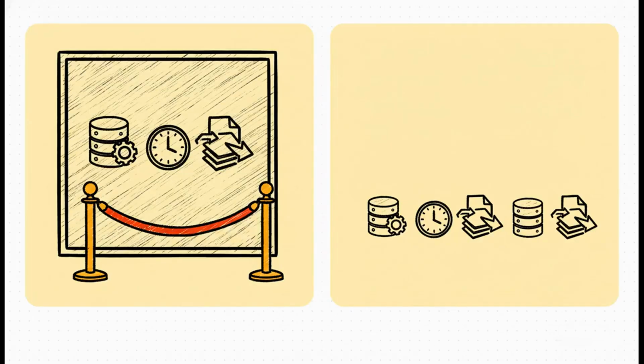And finally, we have something a little different, the concurrency limiter. This one doesn't really care about requests over time, it only cares about what's happening right now. Think of it like a VIP room with a strict capacity.